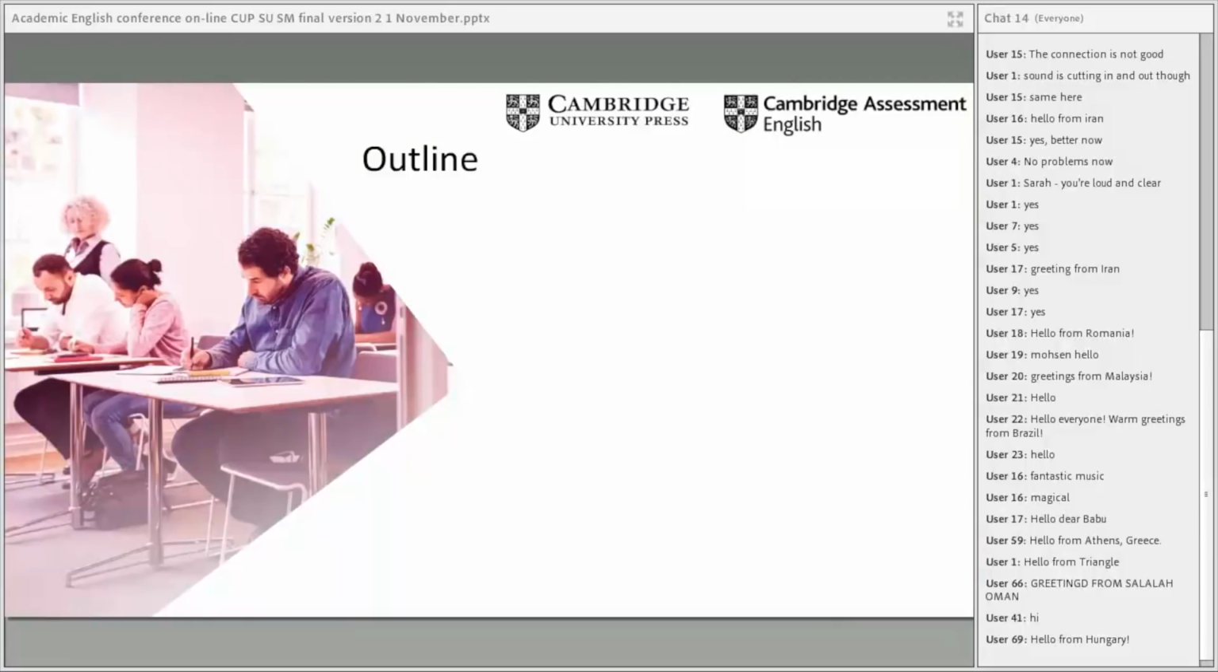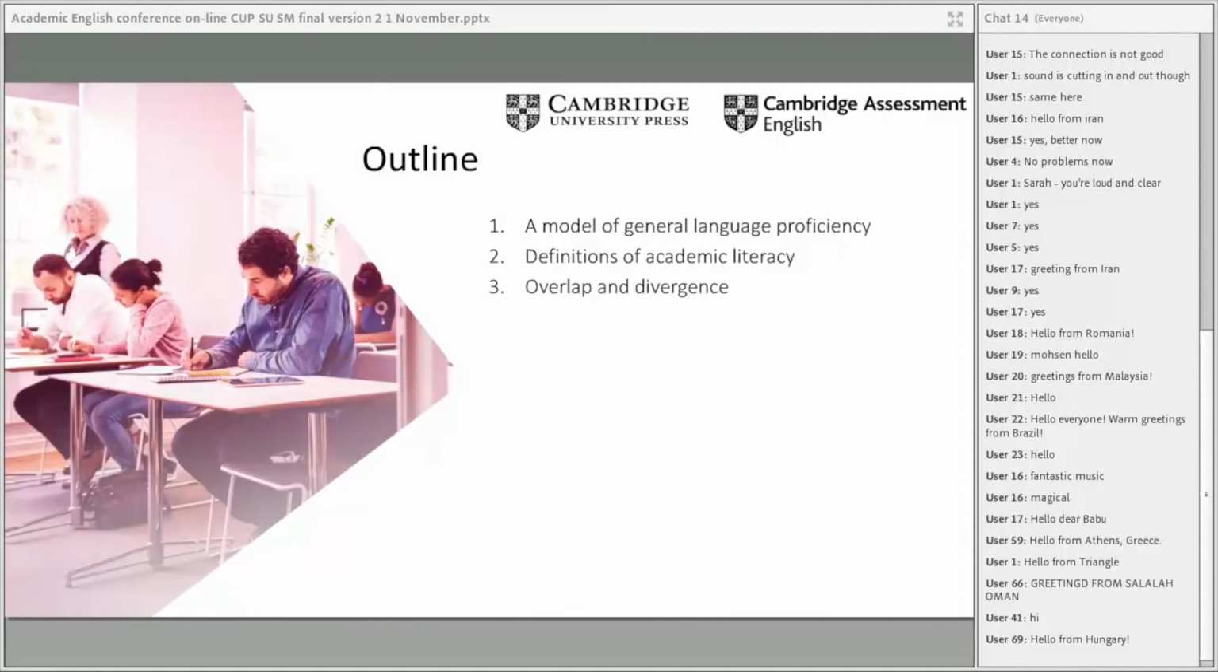So first of all, a quick outline of our session. We're going to look today at 2 models of general language proficiency, and we will then go on to look at some definitions of academic literacy, and then move on to look at overlap and divergence between 1 and 2. And finally, we're going to look at the implications of this for testing.